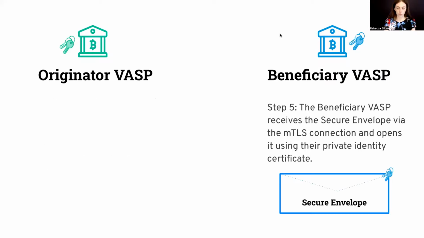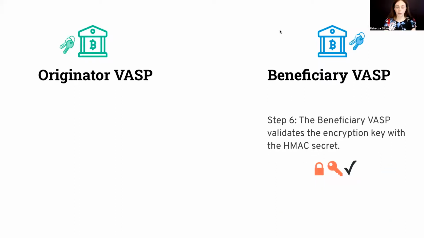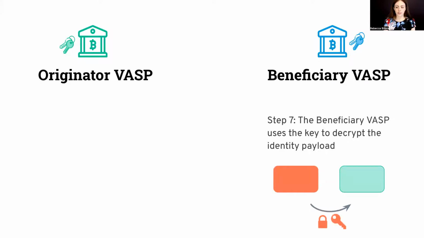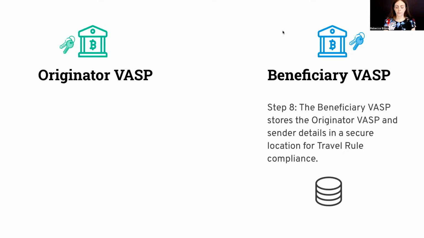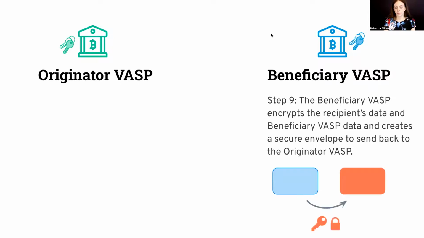TRISA transfer message. The beneficiary VASP receives the secure envelope via this MTLS connection and opens it using their private identity certificate. The beneficiary VASP validates the encryption key with the HMAC secret, and then the beneficiary VASP uses the key to decrypt the identity payload. The beneficiary VASP can then store the originator VASP and sender details in a secure location for travel rule compliance.